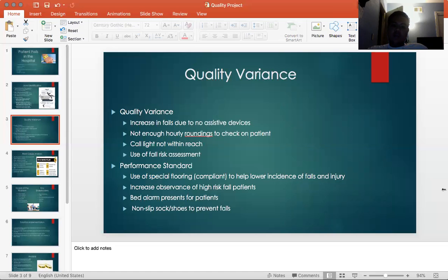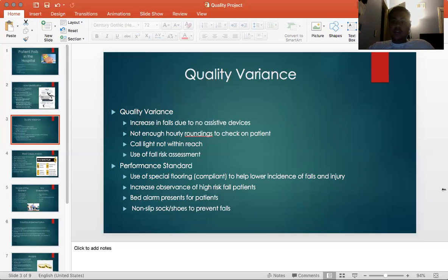There is increased observance of high-risk fall patients. So putting the patient next to the nursing unit can help. Also, just rounding on the patient as much as you can. Having a bed alarm present for patients is also important, just because if they are at high risk, we could hear whenever they try to get out of bed, and we'll go there as soon as possible.